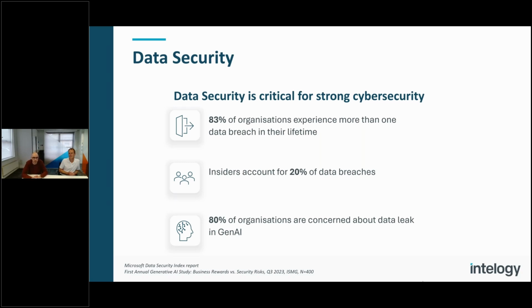Another recent statistic, unsurprisingly, is around the use of Gen AI, whether it's rolling out Copilot across the organization or use of third-party models like ChatGPT, Gemini, Claude, etc. The associated risks for data security are, understandably, increasing concerns for a lot of organizations.